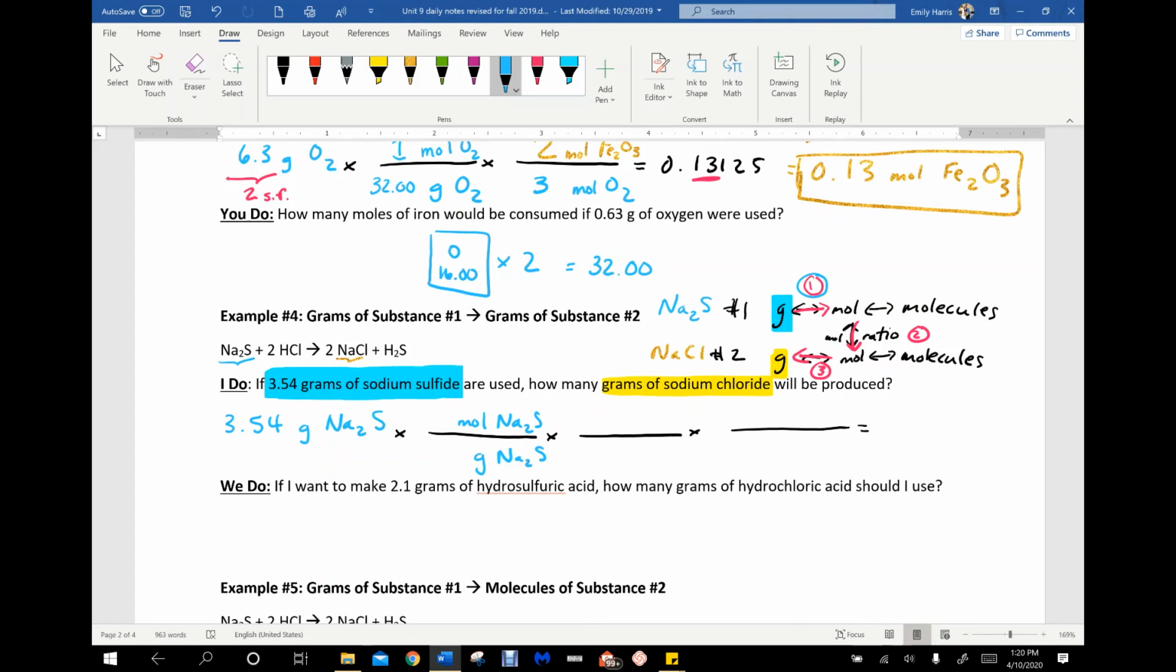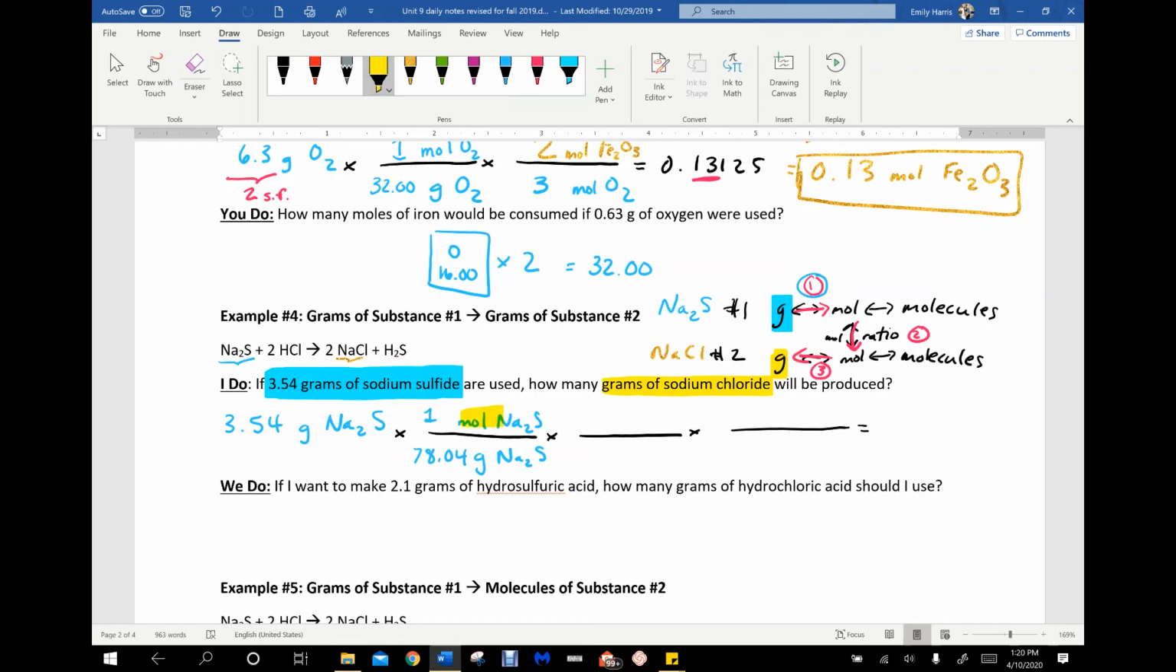All right. So again, I need my grams of Na2S. So I go to my periodic table. I look up sodium. I multiply its mass by 2. I add up sulfur with that as well. And I get a total of 78.04 grams of Na2S. And again, since that's molar mass, that's always per 1 mole. Now, I've completed step 1 and I'm ready for step 2, which is the mole ratio.